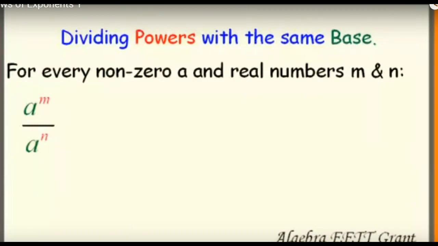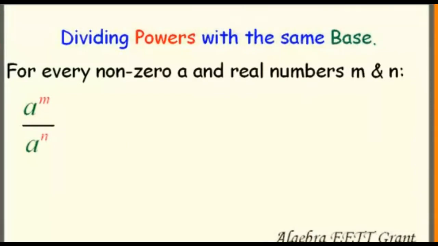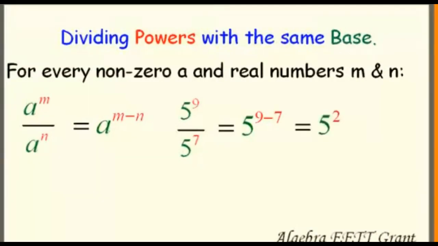Something in the numerator, something in the denominator, how do you simplify it? Well, you do the numerator exponent minus the denominator exponent. So the one on top minus the one on bottom. So an example of that would be 5 to the 9th divided by 5 to the 7th. Well, both of the bases are 5, so we can combine this. We can simplify it, and we do the numerator exponent, which is 9, minus the denominator exponent, which is 7. So we do top exponent minus bottom exponent. So that becomes 5 squared, which is 25.